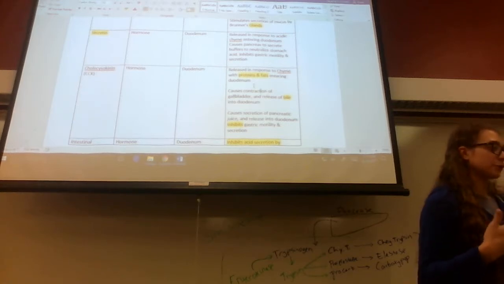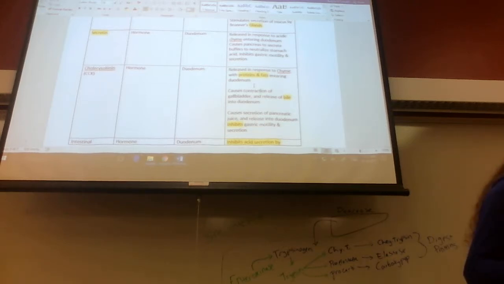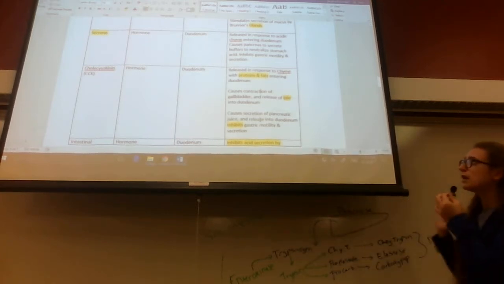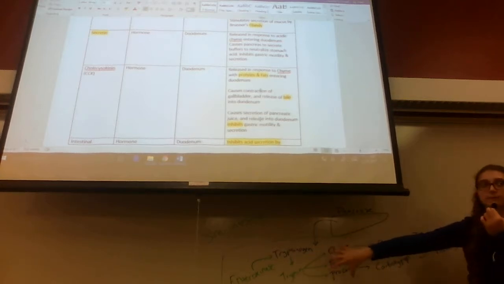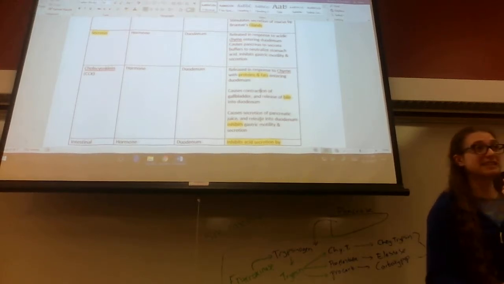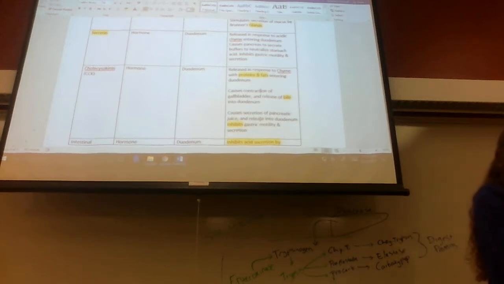CCK also causes pancreatic juice to be released into the duodenum, and it inhibits gastric motility and secretion. So it stops gastric secretion, it stimulates the pancreas to secrete pancreatic enzymes, and it stimulates the gallbladder to secrete bile. That's huge. If you don't have CCK, you're kind of screwed. Yeah, you're in a lot of trouble.